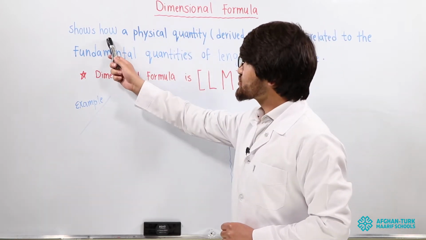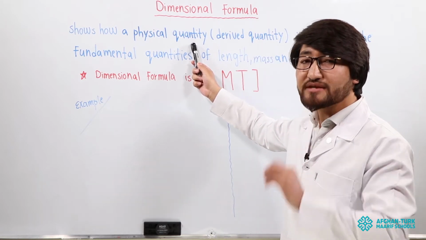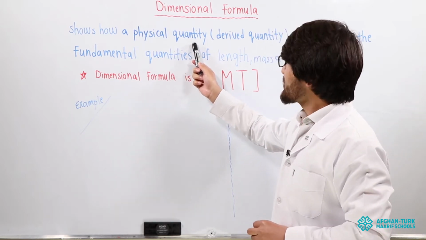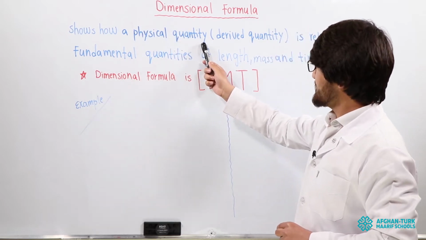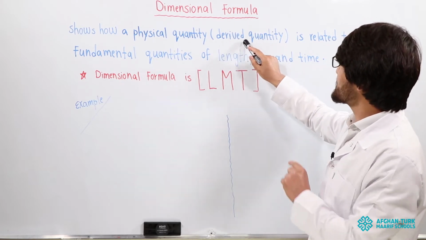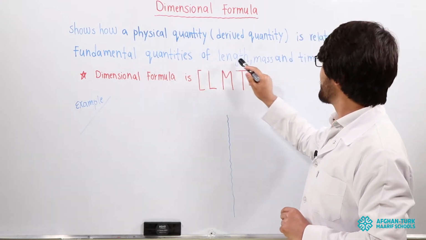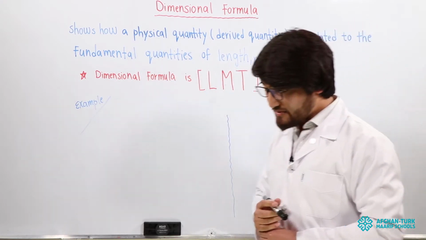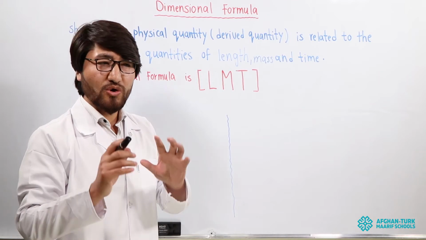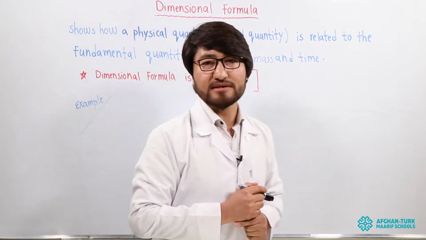The dimensional formula shows how a physical quantity is related to the fundamental quantities. We have two kinds of physical quantities, fundamental quantities and derived quantities. It shows how a derived quantity is related to the fundamental quantities of length, mass, and time. It means the dimensional formula shows the relationship between derived quantities and fundamental quantities.